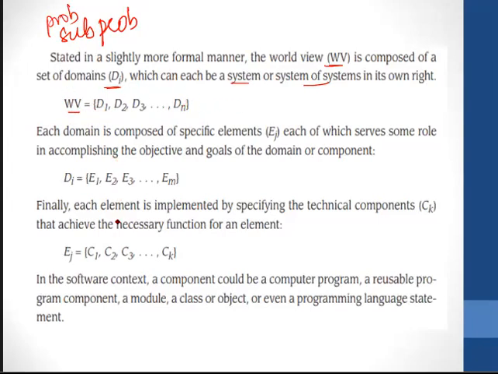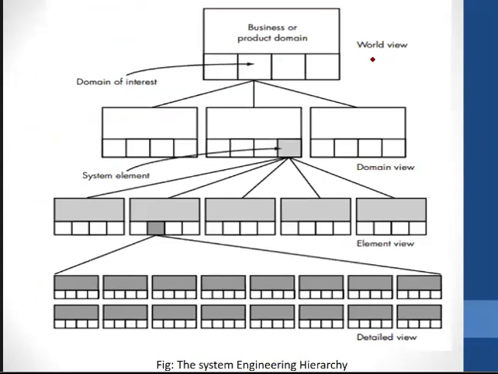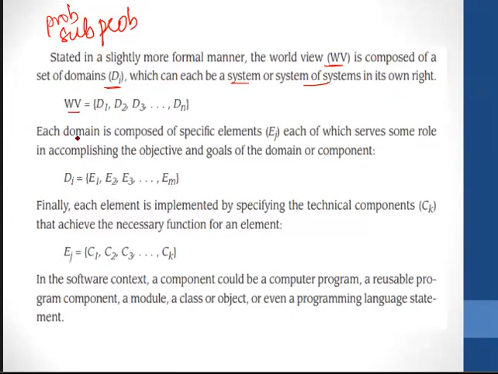Then as we have seen within the previous diagram, each and every domain has an element. Now within this, you have seen the worldview. Worldview consists of different domains, D1, D2, going on till Dn. Now this domain is also going to consist of different elements. Each domain is composed of specific elements that are represented by E of j, each of which serves some role in accomplishing the objectives and goals of the domain or the component.